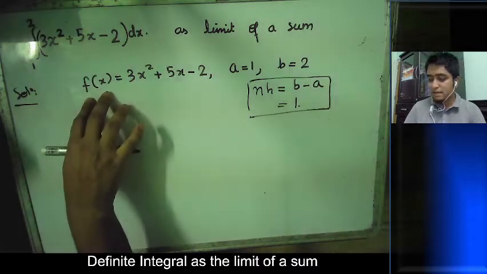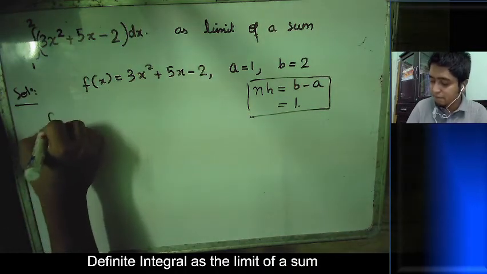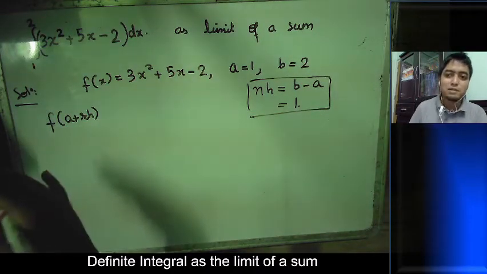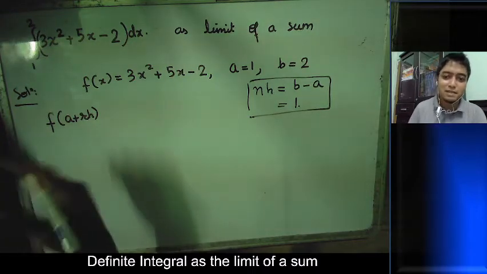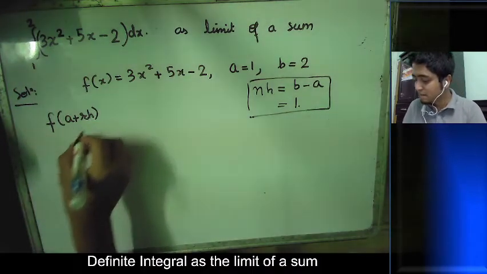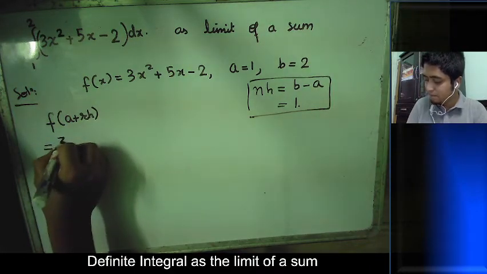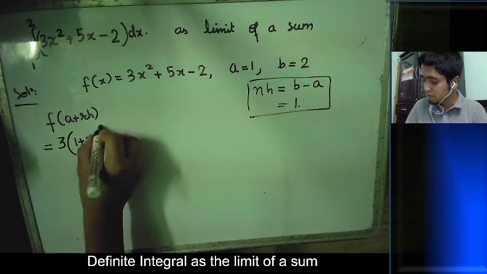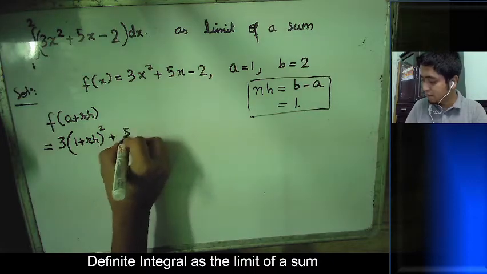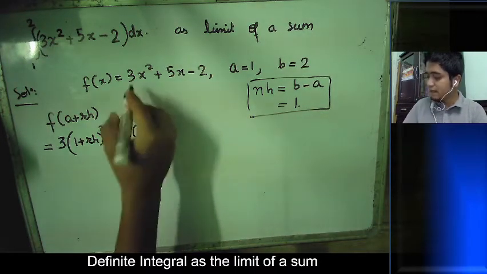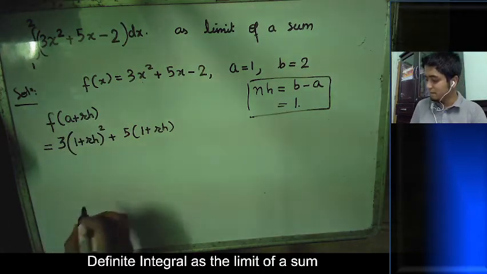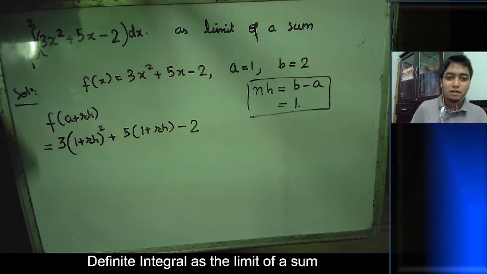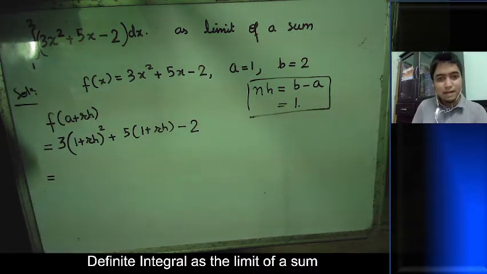Since we have calculated f(x), now let us calculate f(a plus rh). Why exactly do we need this? Because the formula to express the integral as the limit of a sum contains this term f(a plus rh). So you can write this in this way: 3 times (1 plus rh) whole squared plus 5 times (1 plus rh) minus 2. Instead of x, you replace it by a plus rh, and the value of a is 1.